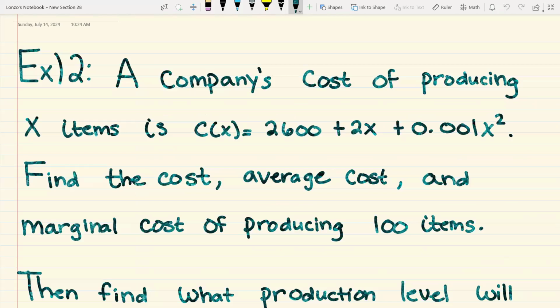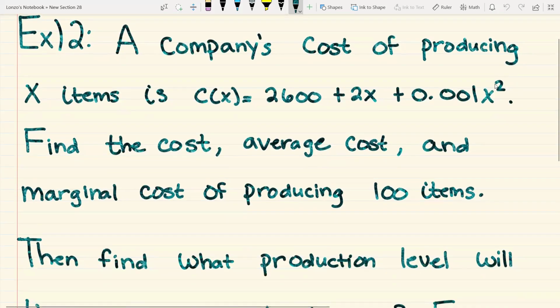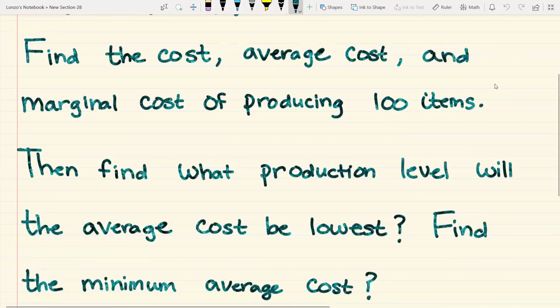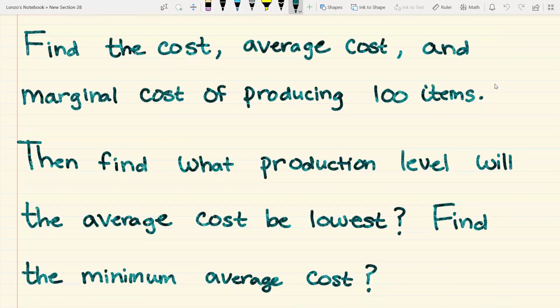Hello, in this video, I will do example 2 of a demand function word problem. So example 2 states, a company's cost of producing X items, C of X, equals 2600 plus 2X plus 0.001X squared. Find the cost, the average cost, and the marginal cost of producing 100 items. Then find what the production level will be. Will the average cost be lowest? Find the minimum average cost.